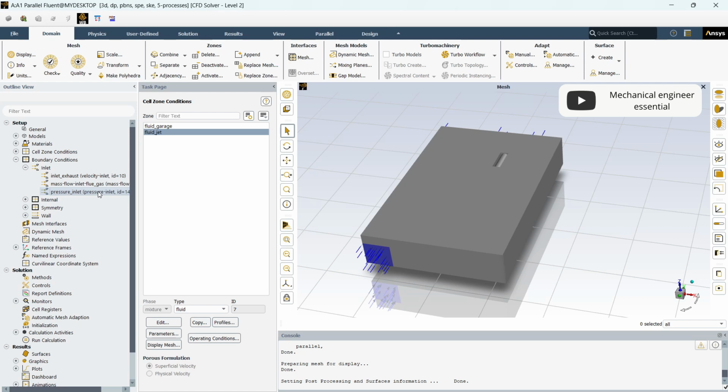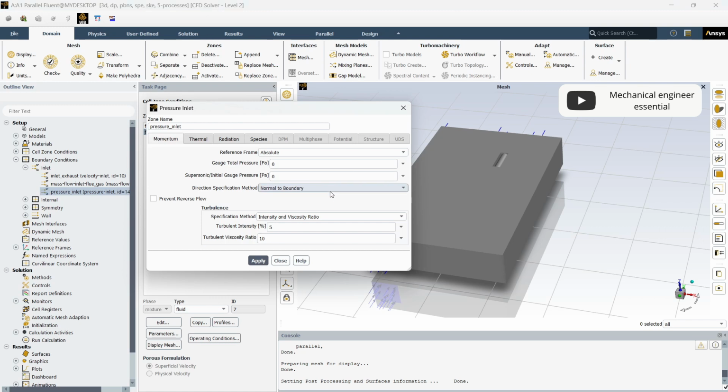1. Turbulence settings. We applied the following. Turbulent intensity equals 5. Turbulent viscosity ratio equals 5. These values define the level of turbulence in the incoming airflow. A 5% intensity and viscosity ratio of 5 indicate a moderate level of chaotic flow, which is common in practical environments like a garage entrance or open window.